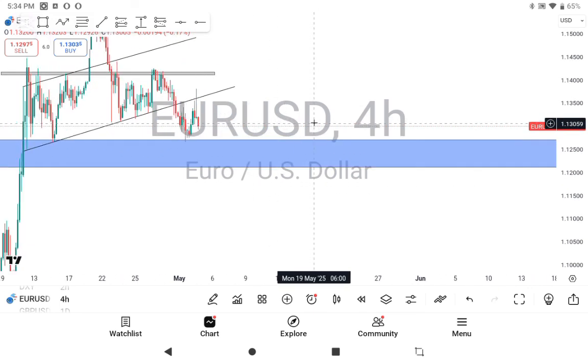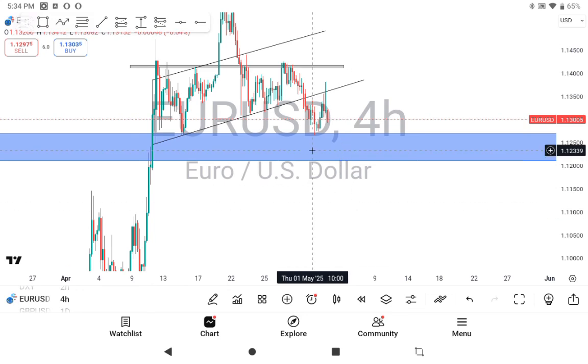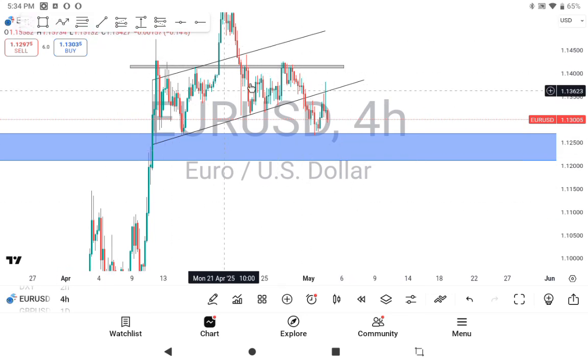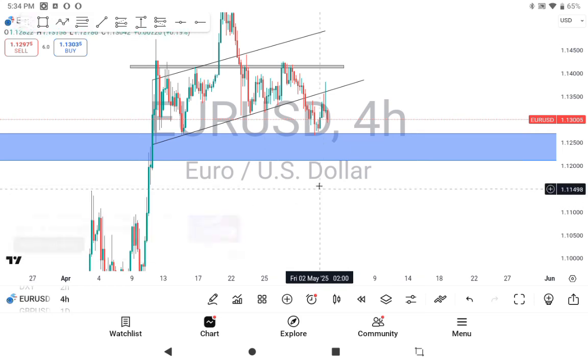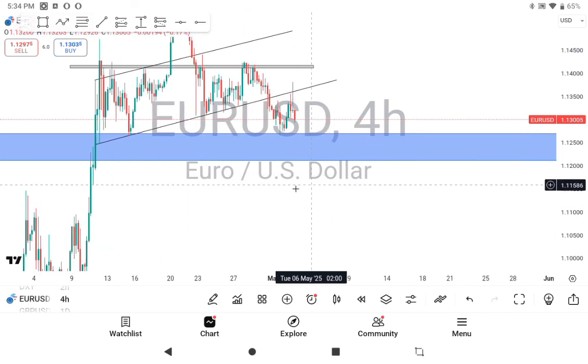So now what we should be expecting on Euro USD for the coming week is more sell opportunity, because this is a rising wedge and also a trend reversal has formed. So we want to see more sell opportunity for this coming week. So that is that on Euro USD.